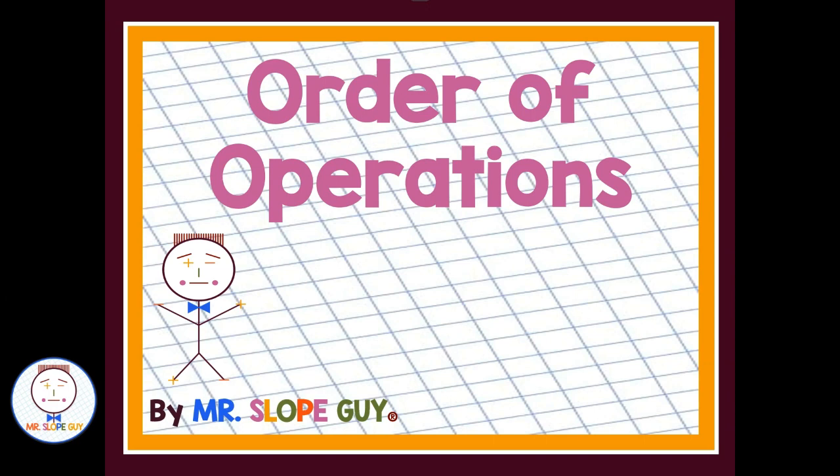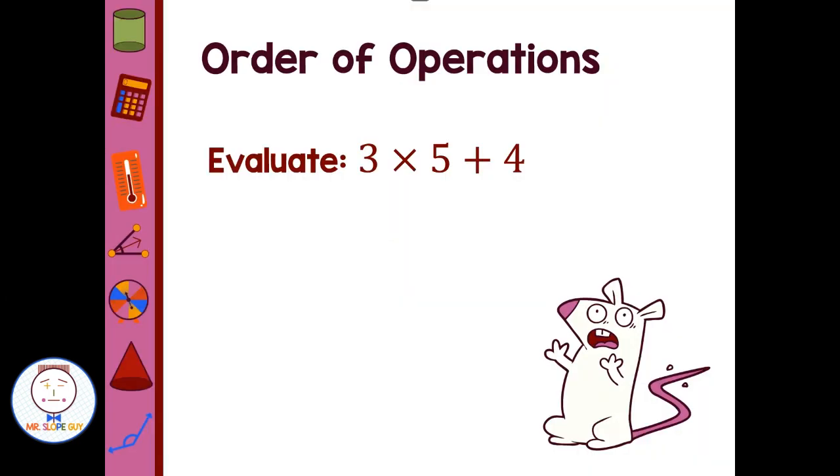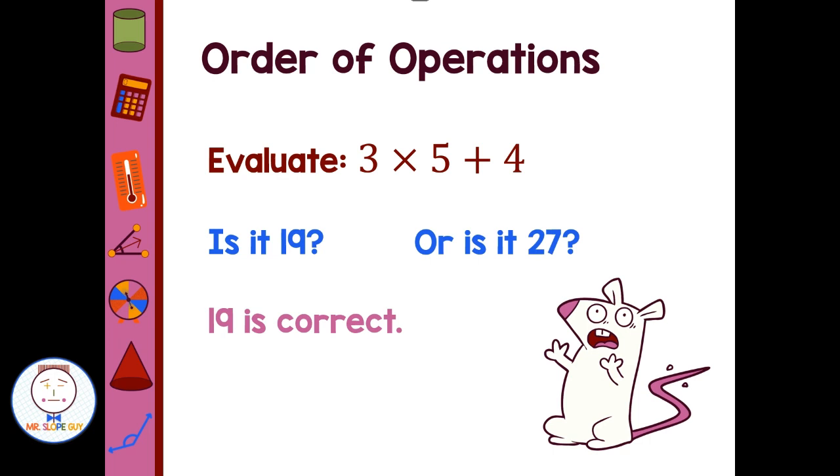Order of operations. If we're asked to evaluate 3 times 5 plus 4, is it 19 or is it 27? Well, if I did 5 plus 4 is 9 times 3, I get 27. If I did 3 times 5, I'd get 15 plus 4, I'd get 19. So which one is correct? Well, 19 is correct.